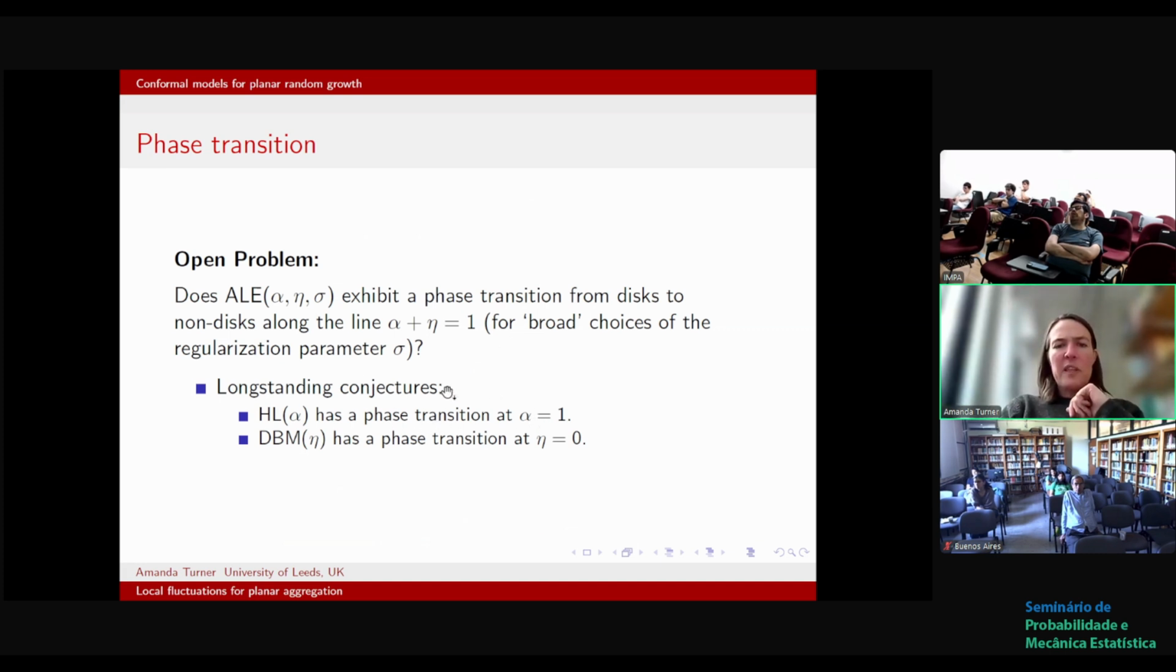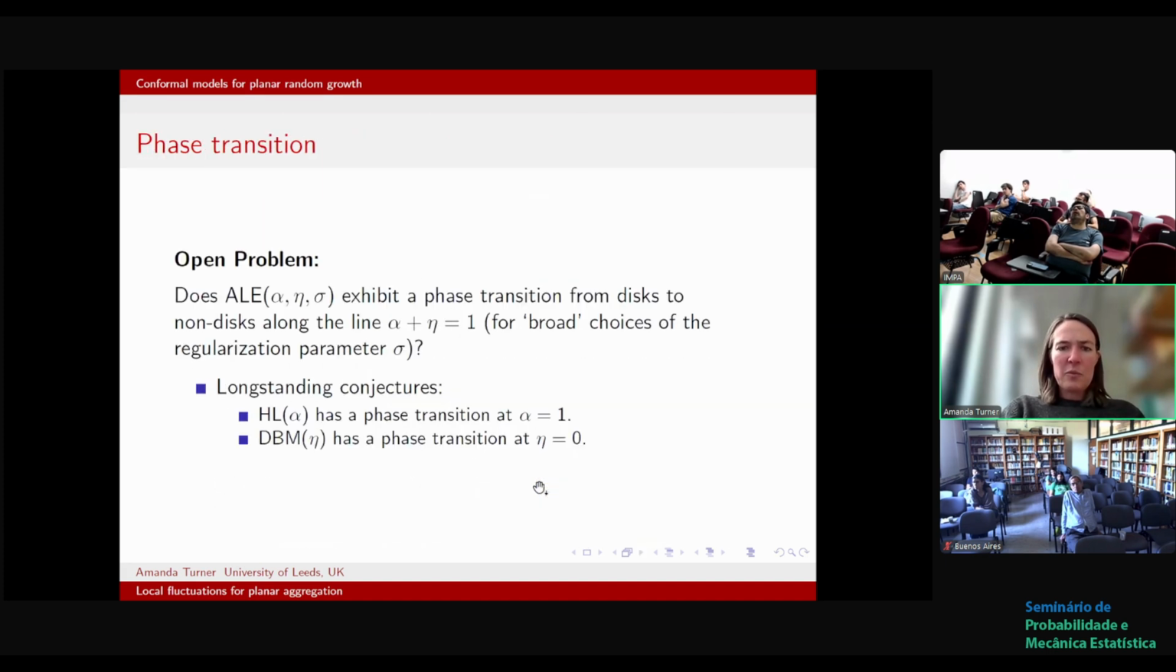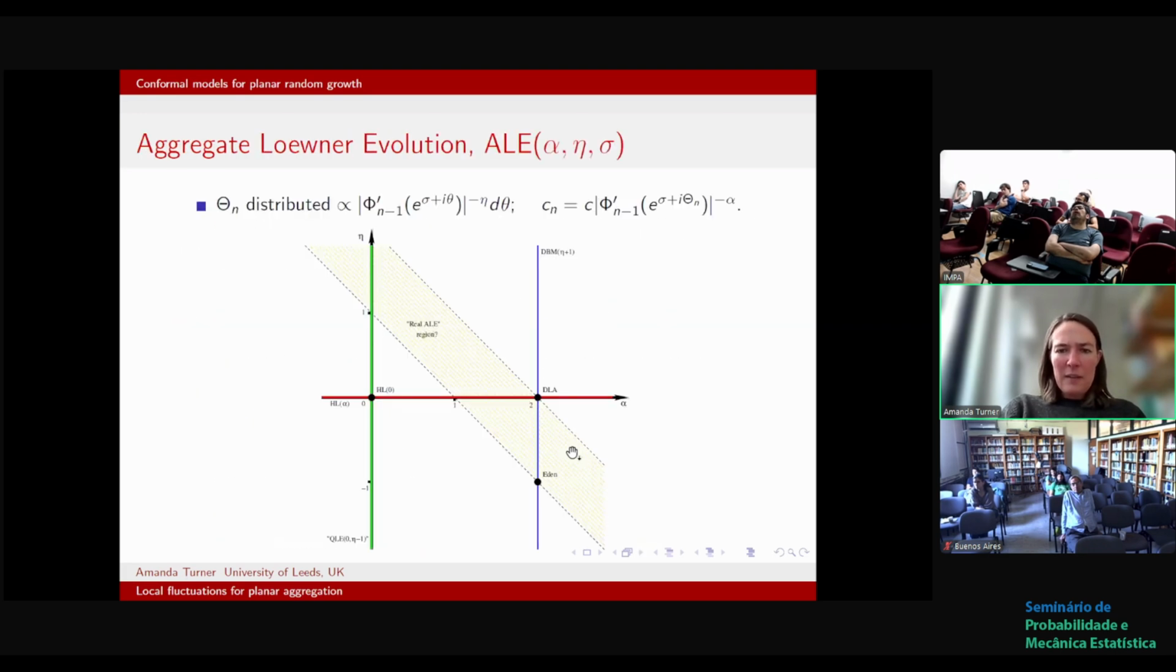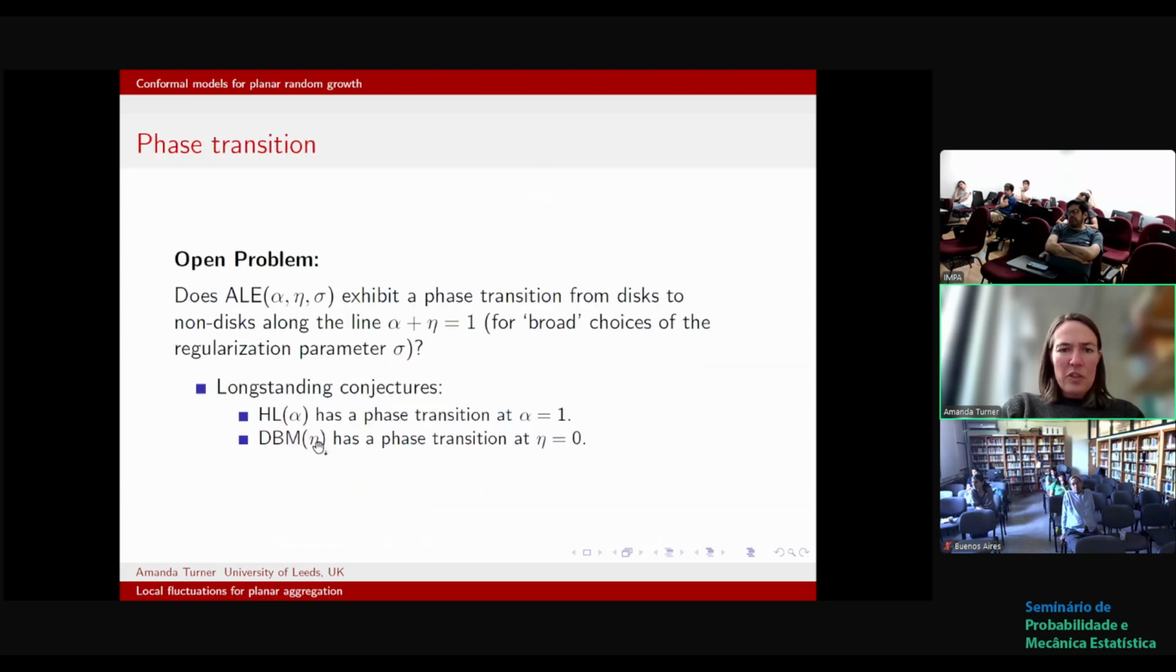And as I said, this fits in with these long-standing conjectures that the Hastings-Levitov model, so that's this red line, has a phase transition at 1, and dielectric breakdown, this blue line, has a phase transition at eta equals 0. This should have been eta plus 1. There's a shift in the notation from what's used in the physics literature to what I've put there. Sorry, so there's a small typo there.